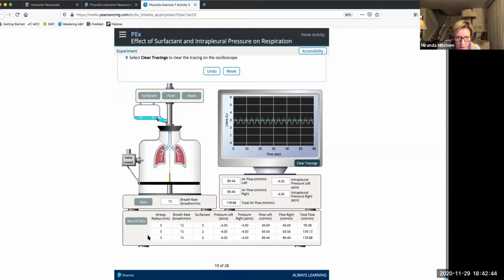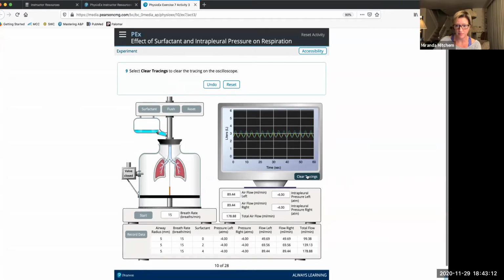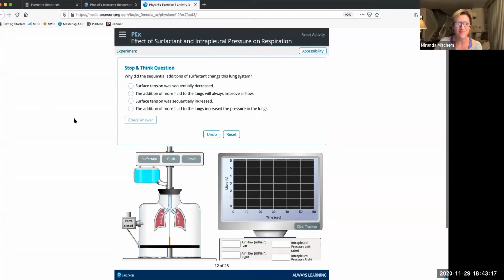Let's take a look. Okay, so our breathing rate is the same, and then we've gone up in surfactant. And look at the total flow. Let's just come right on over to the total flow. So with 0 surfactant, it's just under 100 mils per minute. But when we add in 2 pumps of surfactant, it's about 140 mils per minute. When we add in 4, it's about 179 mils per minute. So it is increasing. All right, let's clear off and flush out the system.